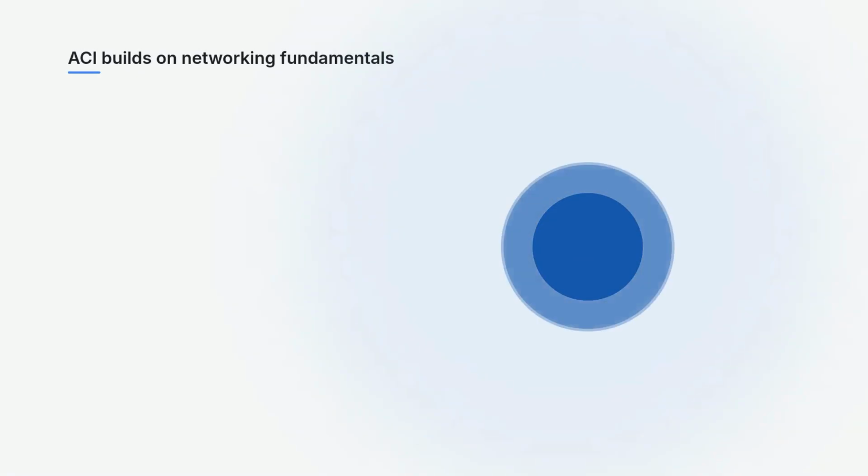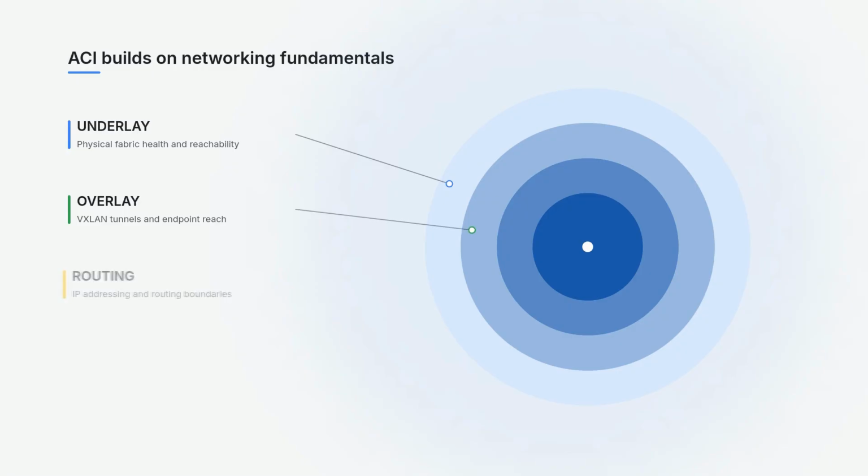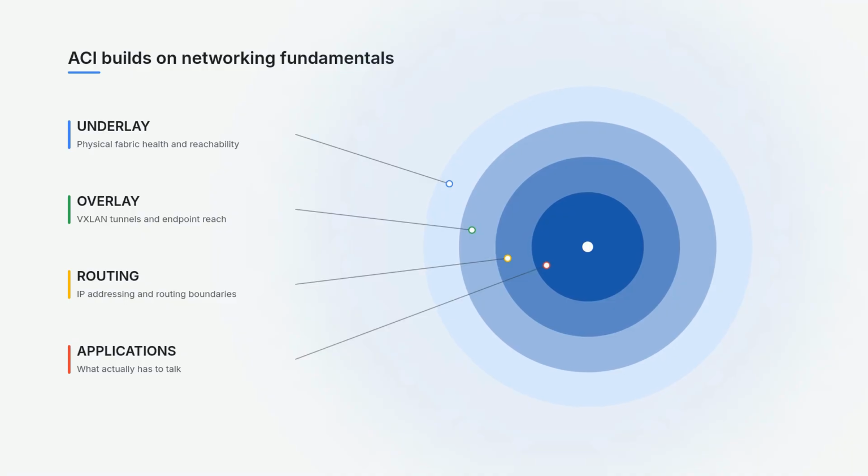Here's one of the biggest myths about ACI, that it somehow replaces networking fundamentals. It doesn't. Underlay health still matters, endpoint learning still matters. Policy, forwarding, and contracts still depend on you understanding how traffic is identified, steered, and allowed. The model changes, the networking does not.